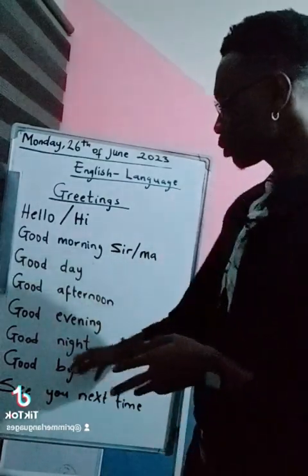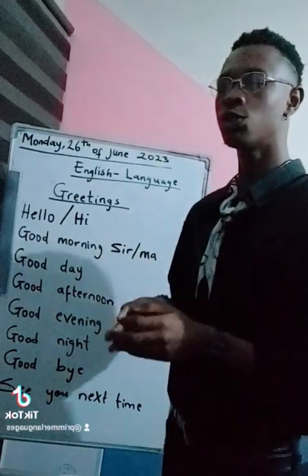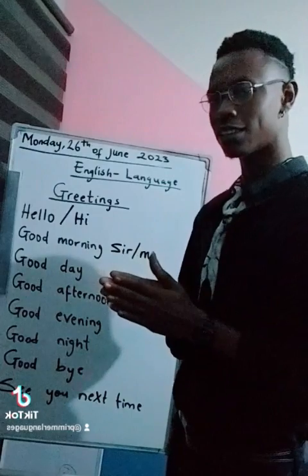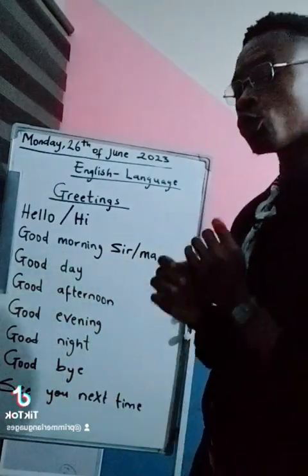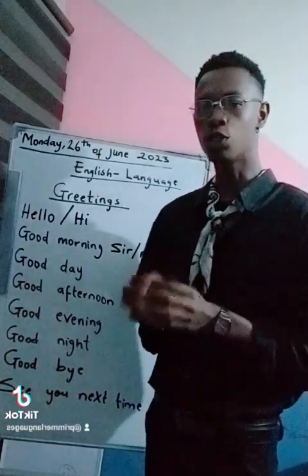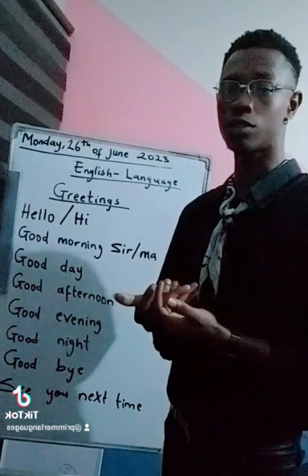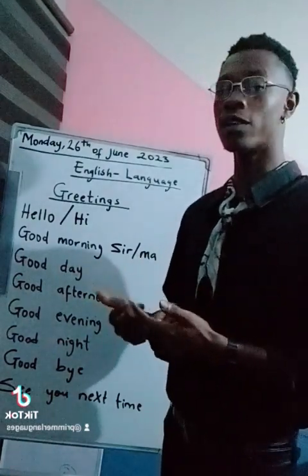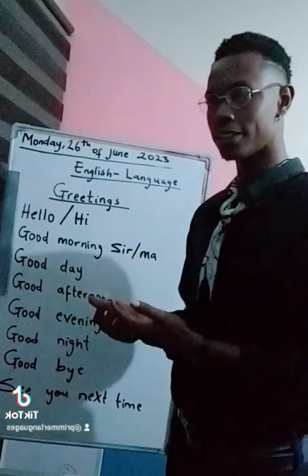Alright? Now, the next one is good night. So now this greeting is only used at night when you're about to go to bed. Good night. Good night, sir. Good night, mom. Alright? The next one is goodbye. Goodbye. Now goodbye is used after a conversation or after a meeting. So for example, you've been talking to someone for a while and you're about to take your leave. So it's appropriate to say goodbye.